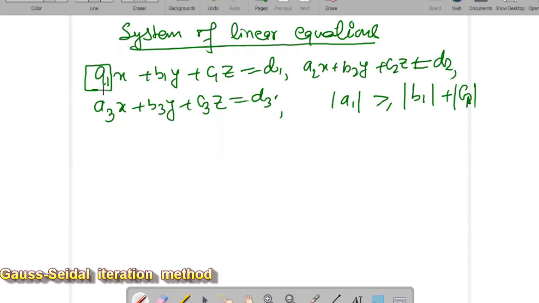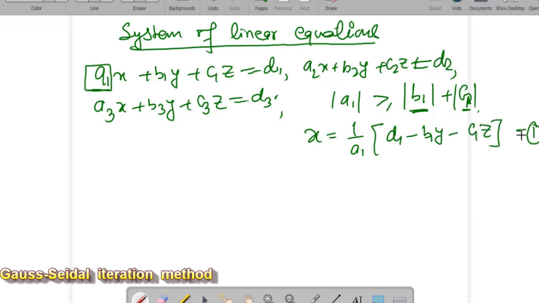In the case a1 is greater than the coefficient of y, b1, and the coefficient of z, c1, then from equation 1, we determine the value of x: x equals 1 by a1 times (d1 minus b1y minus c1z). So this is the first equation.